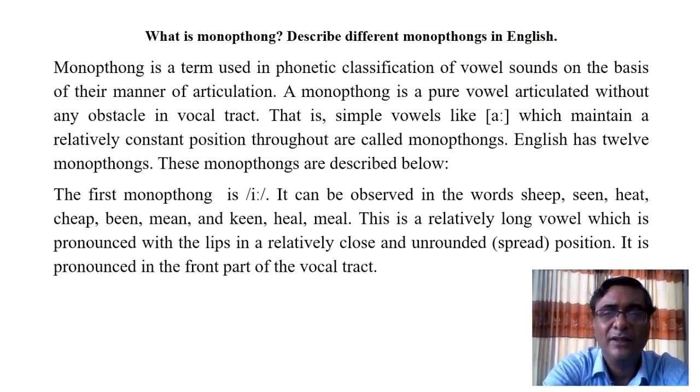I will explain vowels which maintain a relatively constant position throughout, called monophthongs. So, what is a monophthong? A monophthong is a vowel sound, not a vowel. I am saying vowel sound. English has 12 monophthongs. These monophthongs are described below. Now, I will explain one by one what the 12 monophthongs are. Remember, 12 monophthongs are basically 12 vowel sounds in English. So there are 5 vowels, but there are 12 vowel sounds.